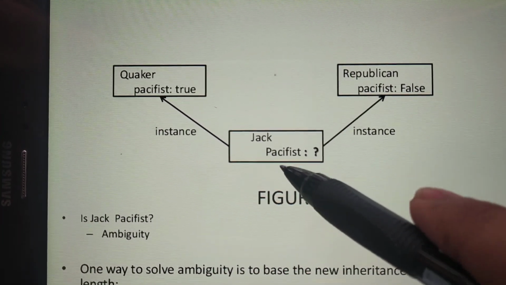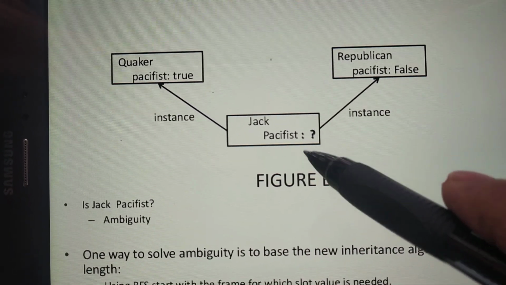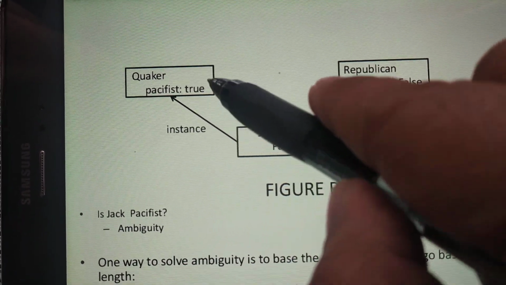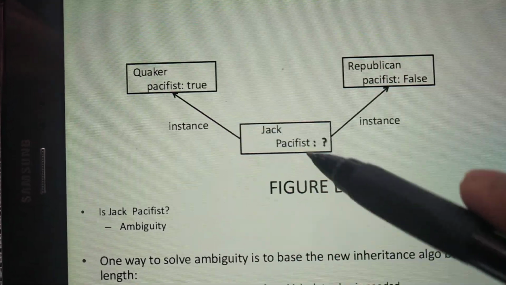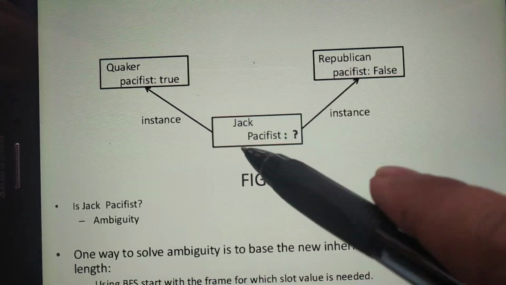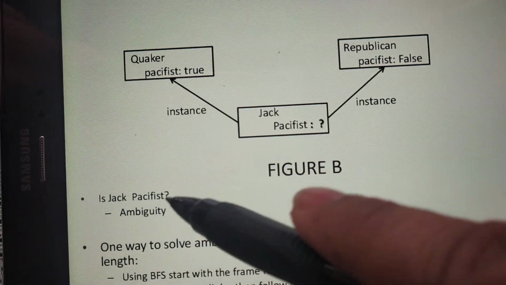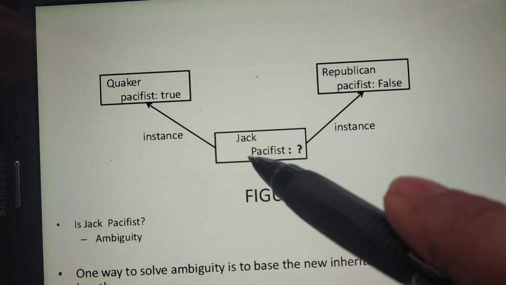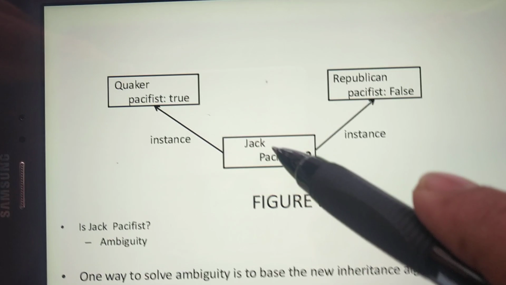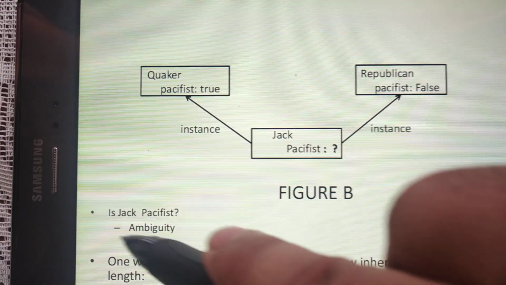Just see. It starts from Jack pacifist. Your aim is to find out whether he is pacifist or not, true or false. It explores the first child and finds out that the value of pacifist for the first child, Quaker, is true. So the answer given by the path length algorithm is true. And here also it fails to recognize that further down the line there is also ambiguity. So the answer given by the algorithm for this is true, but in reality it's an ambiguity.